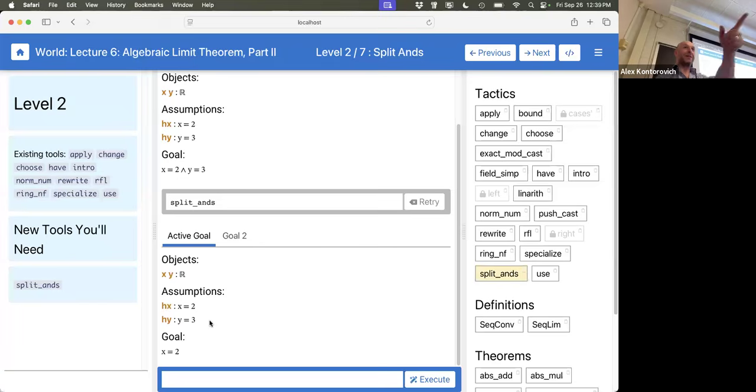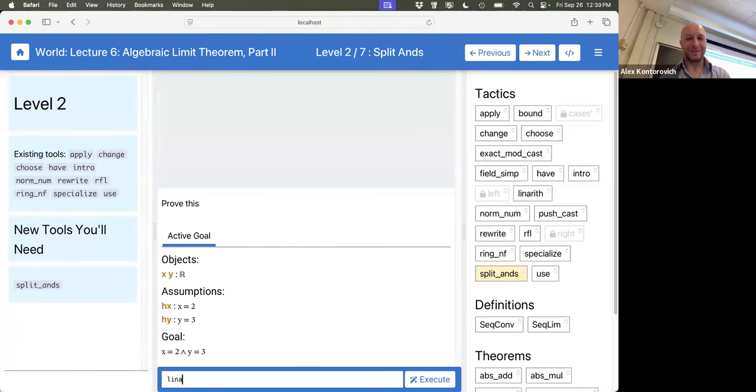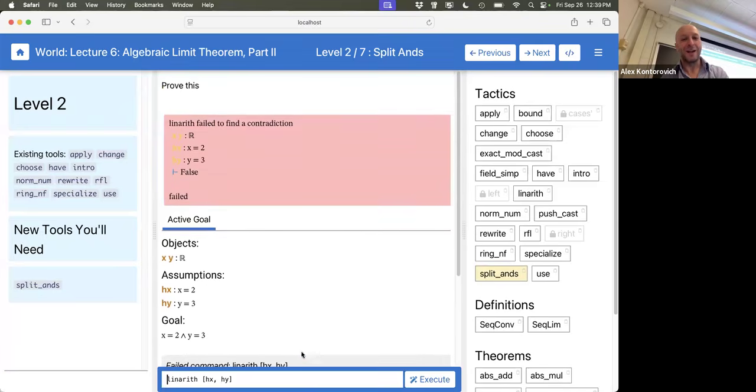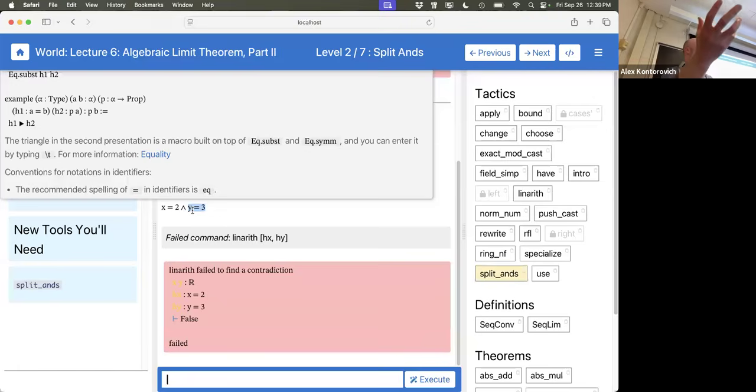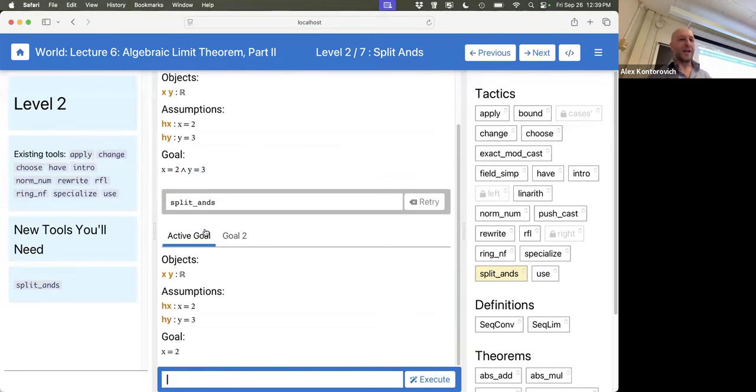Look at what happened, Daniel. I don't think so, but I'll humor both of us. Linarith, if you feed it hx and hy? No, because it's not linear arithmetic. It's a combination of two things. There is a one-line version of this, but I don't want to teach you that. I want you to learn split_ands. If the goal is an and, then you have to prove both the left side and the right side, so just split them up and prove them individually. That's split_ands.